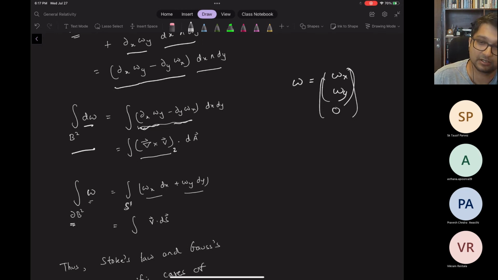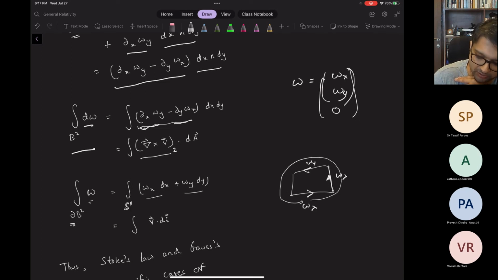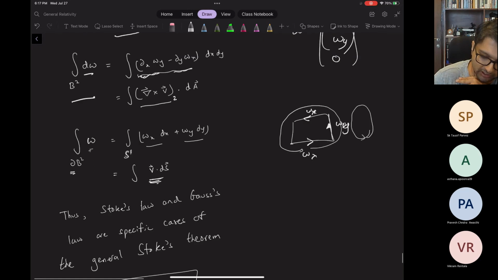But this is exactly like saying that if I imagine going around a square like this, omega x dx is basically v along this, and then when I go this way, I integrate using omega x, and when I go this way, I integrate using omega y. So it's like v dot ds. It's the same vector, but now I integrate along the curve as I go along. So Stokes' law basically comes out of this.